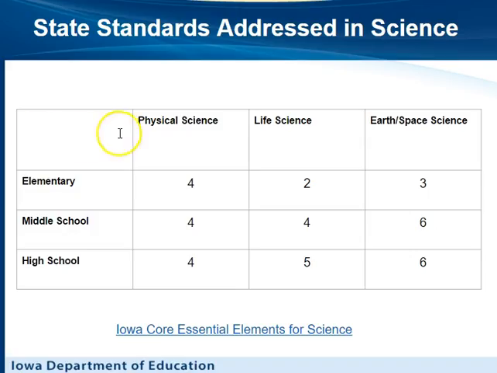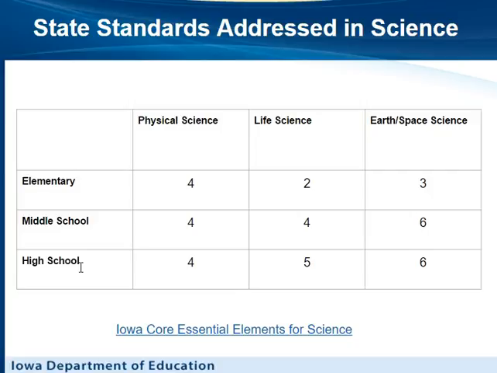This next slide shows these large domains. Now, if we look across the top here, our three big domains in science are physical science, life science, and earth-space science. This screenshot is showing the number of essential elements that were created from this study of state standards. So, for example, elementary, we have 4 essential elements developed for physical science, 2 for life science, and 3 for earth space science. And then we can look down and see the same for middle school and high school level.